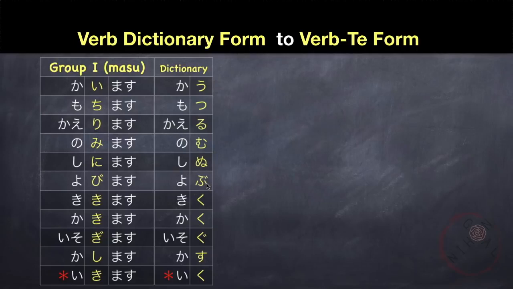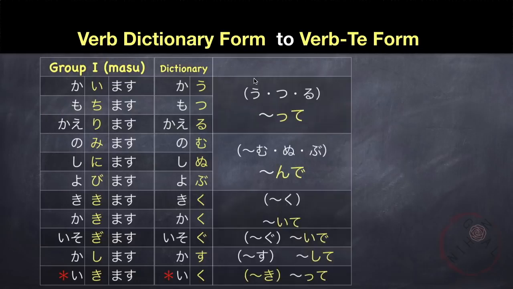Yobimasu becomes yobu. Kikimasu becomes kiku. Kakimasu becomes kaku. Isogimasu becomes isogu. Kashimasu becomes kasu. And ikimasu becomes iku. So from dictionary form to te form, here are the rules. For verbs ending in u, tsu, and ru, we change those into small tsu followed by te.